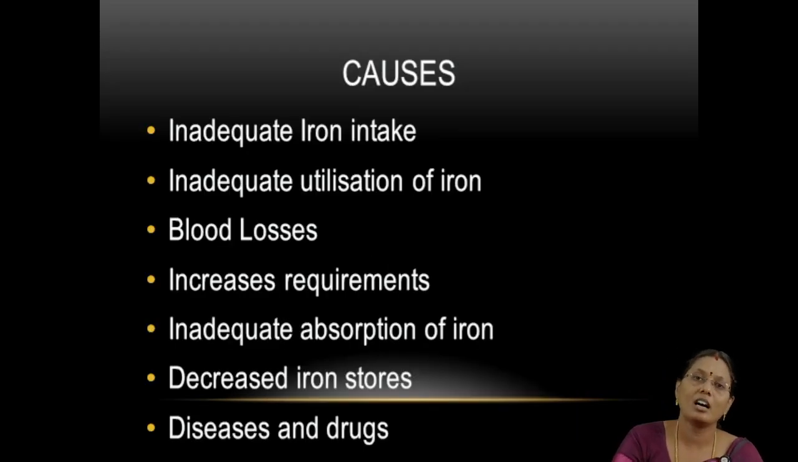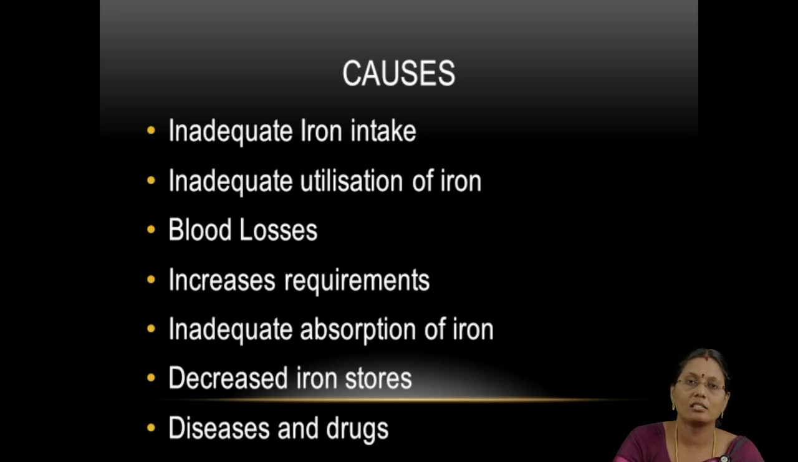Next we see the causes of anemia. These are some of the causes that lead to anemia. First one is inadequate iron intake, that is poor diet, which is a vegetarian lifestyle with insufficient heme iron. Heme iron is derived from animal foods like liver, red meat, chicken. Then non-heme iron is derived from plant foods like cereals, pulses, nuts. So our diet lacking heme iron leads to anemia.